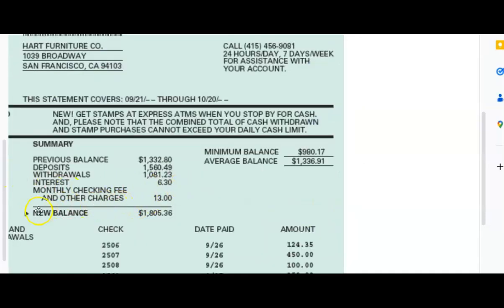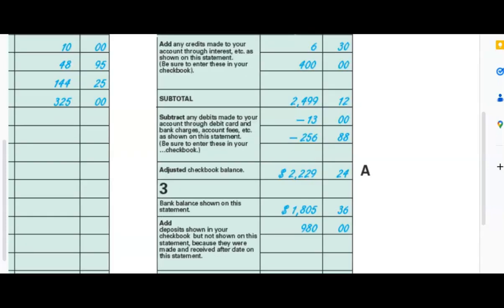Okay, step 3 says the bank balance shown on the statement. Here, our new balance was $1,805.36, which we got here. Below that, it says to add deposits shown in your checkbook but not shown on the statement, because they were made and received maybe after the date on the bank statement. Let's say in this case we had $980 worth.